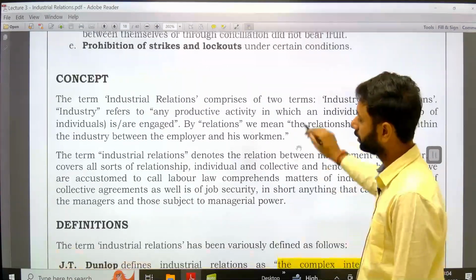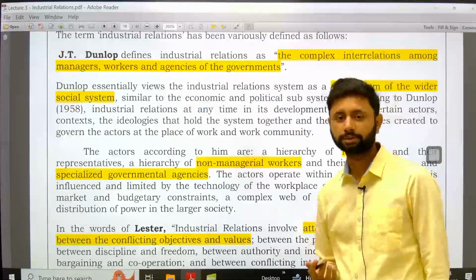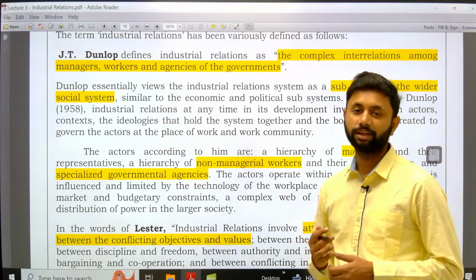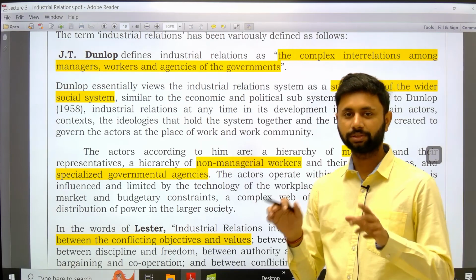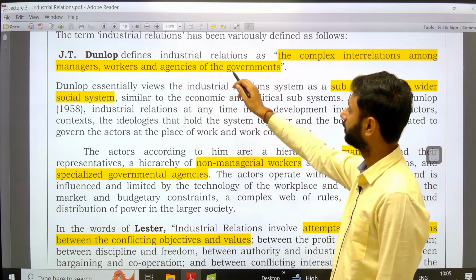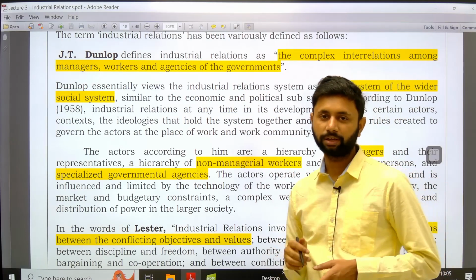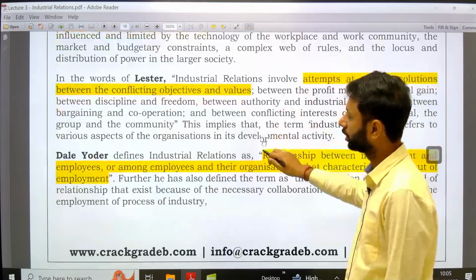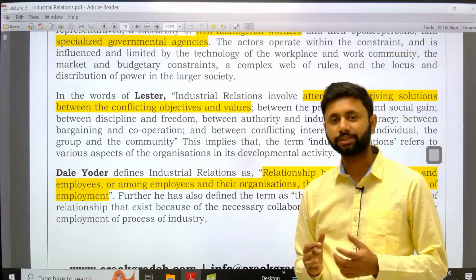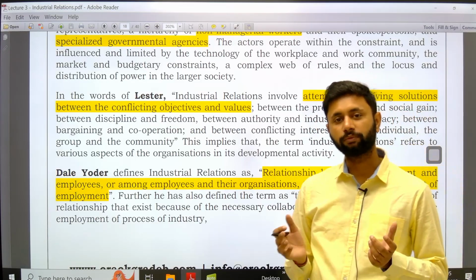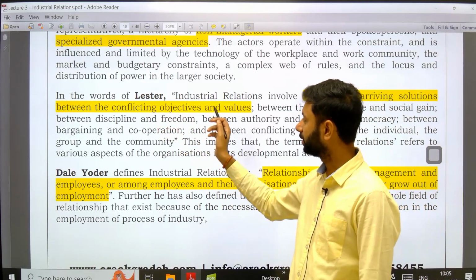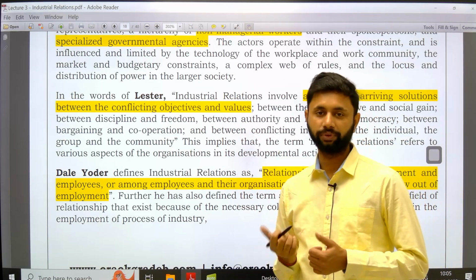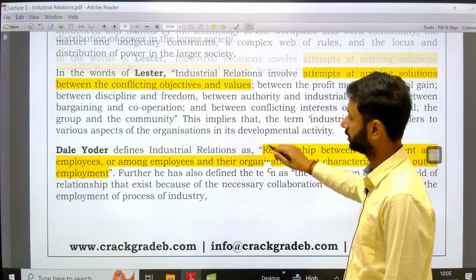Then we talked about various definitions given by various scholars. J.T. Dunlop provided a definition of industrial relations based on a system, where all the stakeholders are interacting within constraints. Similarly, we talked about Lester's definition, about arriving at a solution between two conflicting interests. Management has a different interest and the workers have a different interest with respect to wage, with respect to freedom, and with respect to various other things.